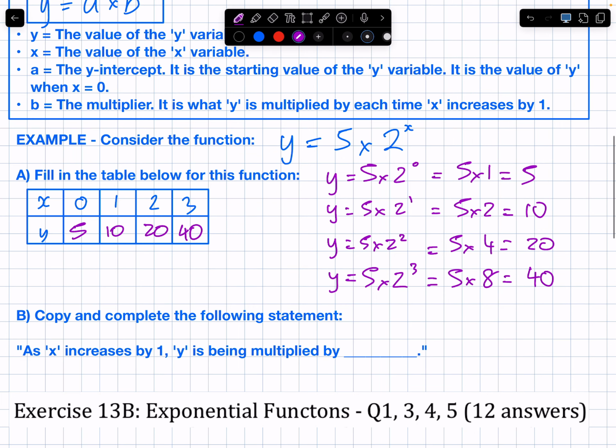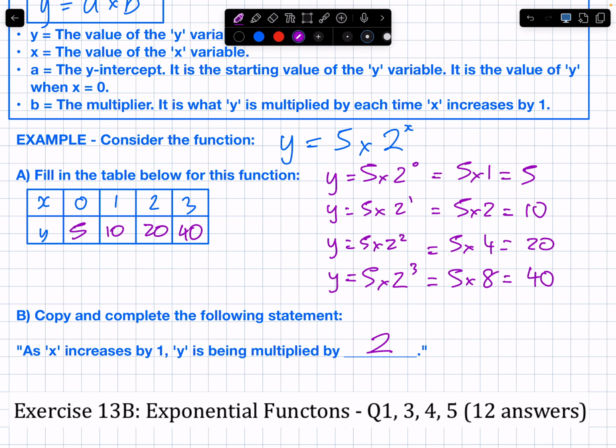So copy and complete the following statement, and this is confirming what's happening with the multiplier. Remember, b is the multiplier. It is what y is multiplied by each time x increases by 1. Is y doubling each time? It went from 5, now it went to 10, now it went to 20, now it went to 40. Because the multiplier is 2. If I multiply something by 2, I double it. Okay? So as x increases by 1, y is being multiplied by 2.